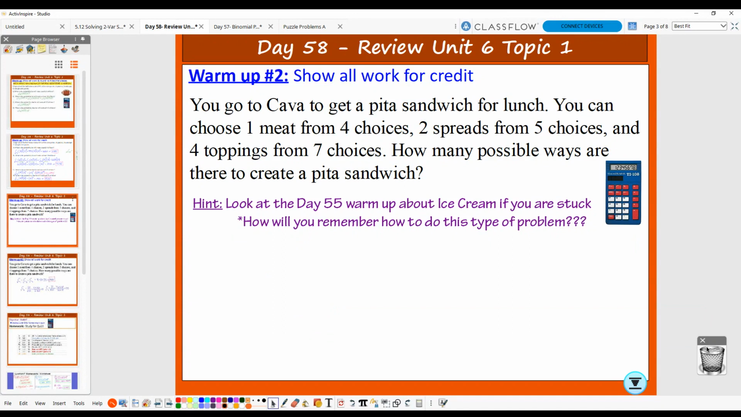So if a pita sandwich is one type of meat from 4 choices, 4 choose 1, and then 2 spreads from 5 choices, 5 choose 2, and we're assuming the order doesn't matter on which way you choose those spreads. And you can have 4 toppings out of the 7. How many possible ways are there to create that pita sandwich?